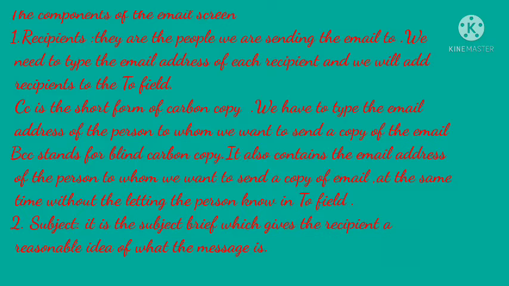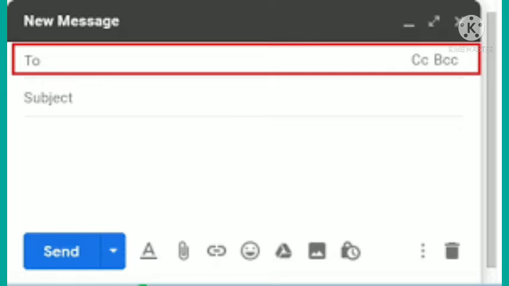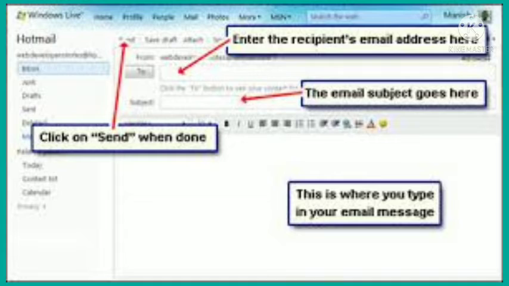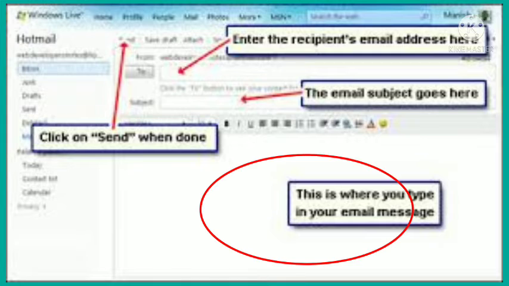The second component of the email screen is the subject. The subject is used to give a brief of the email, which gives the recipient an idea about the message. The third component is the body. It is the actual text of the email. All the content of the email will be written here just like a normal letter. It starts with a greeting, one or more paragraphs of message, and a closing with our name.